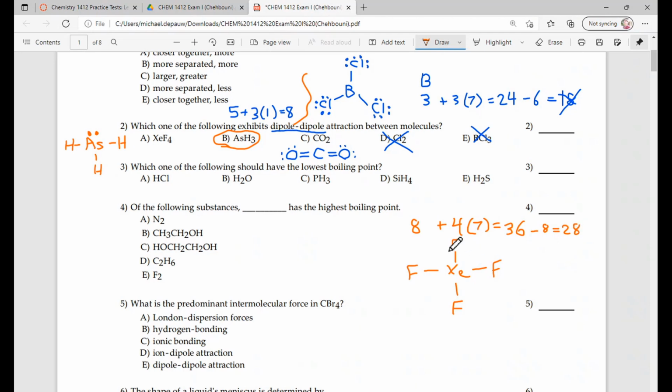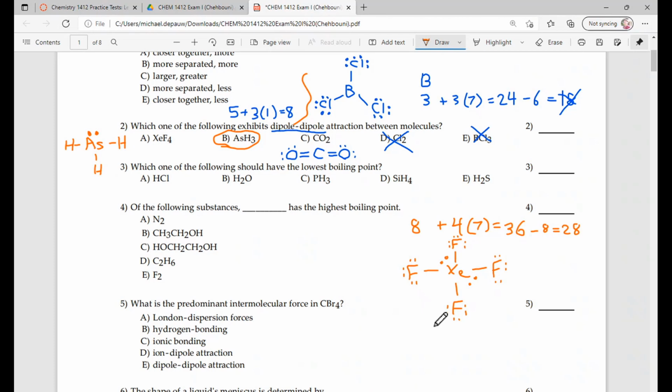And then you place the remaining electrons in pairs, so 2, 4, 6, 8, 10, 12, 14, 16, 18, 20, 22, 24. Well, that's 24. We can't put any more on the fluorine, so now we have to put them on the central atom, so 26, 28.